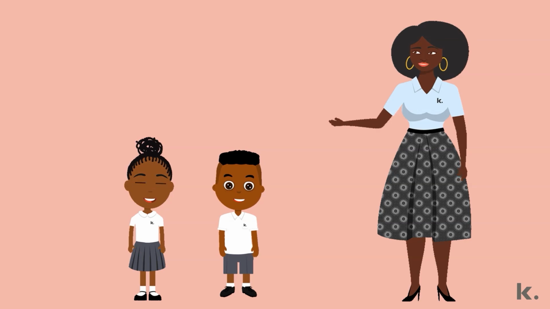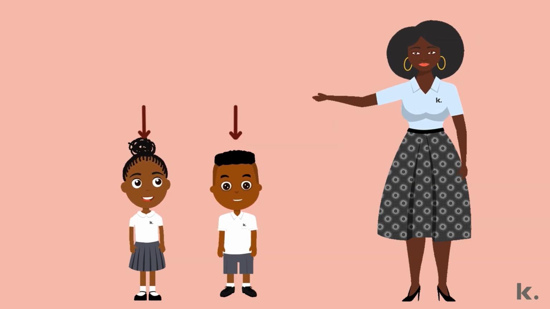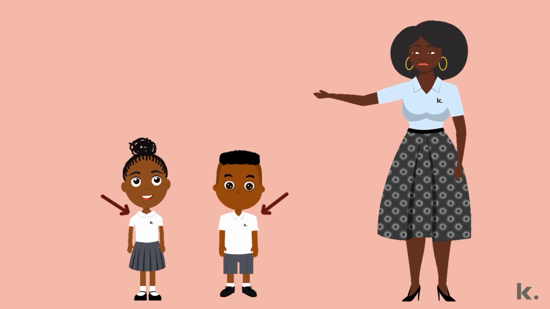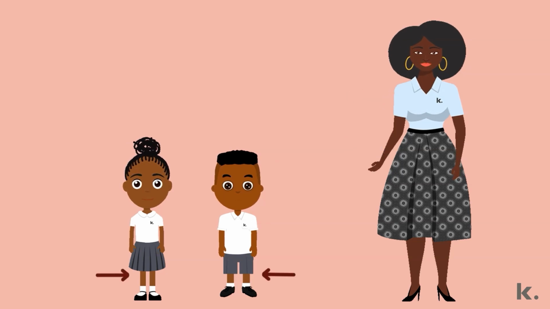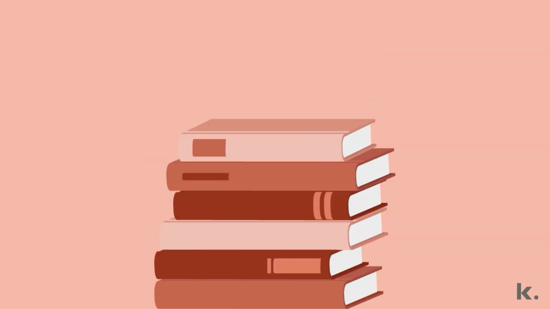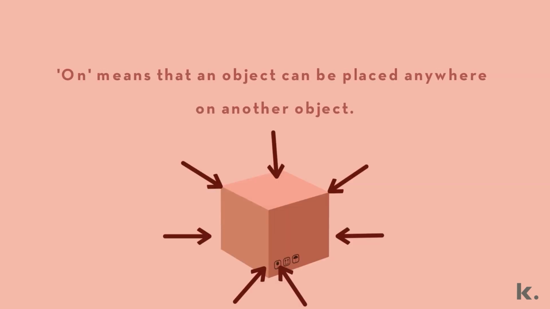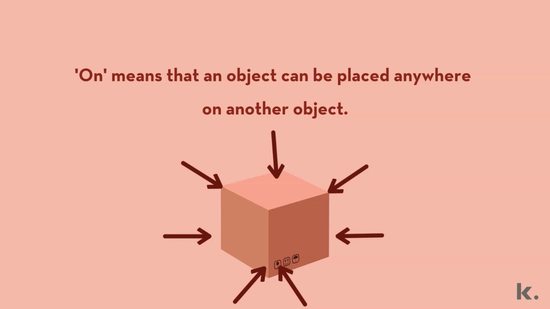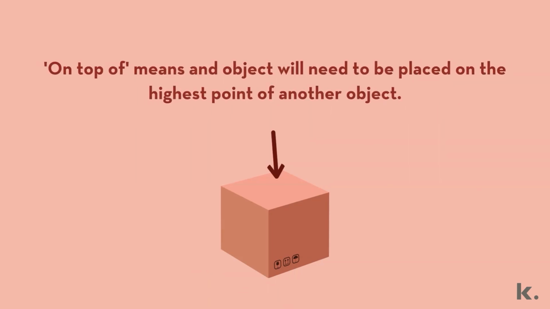Ask them to put their hands on their heads, to place their hands on their shoulders, and to place their hands on their knees. Then explain to the children that you will place a pencil on top of the book. Talk to the children about the difference between the terms on and on top of. On means that an object can be placed anywhere on another object. On top of means an object will need to be placed on the highest point of another object.